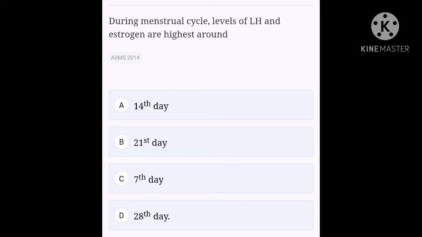Rapid secretion of LH leading to its maximum level during mid-cycle, called LH surge, induces rupture of the Graafian follicle and thereby the release of ovum. We call it ovulation. Concentration of estrogen in blood is so high around the 14th day and reaches its peak. So the correct option is A.